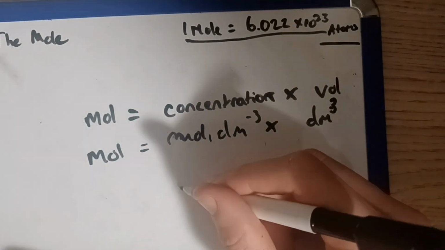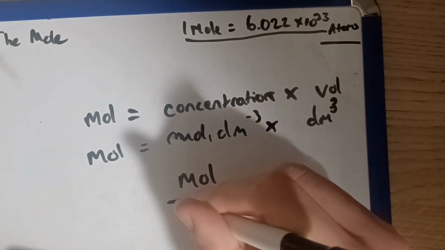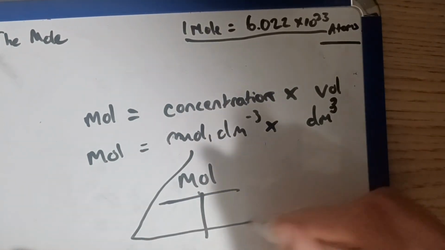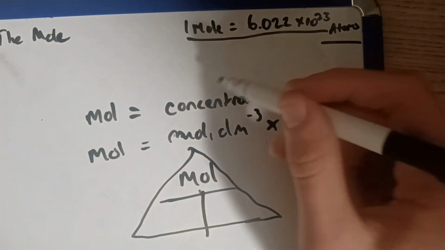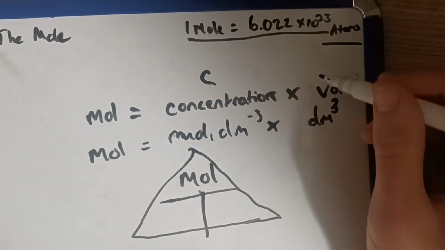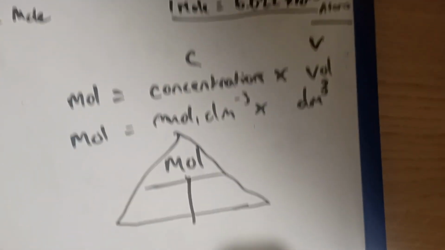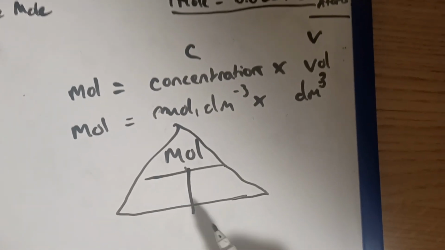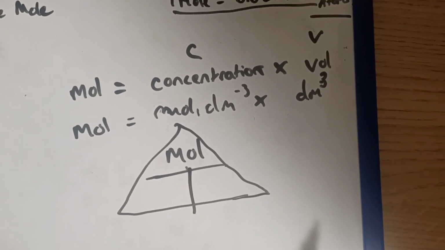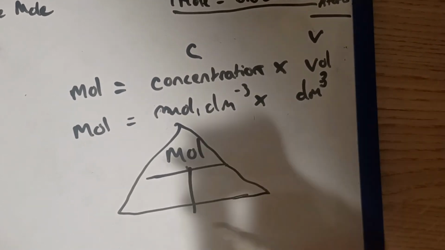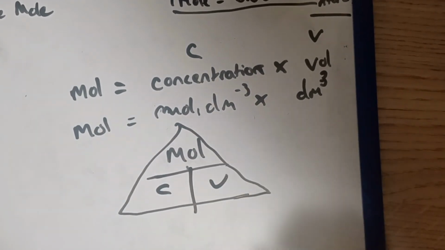So to show you the triangle as the final part of this section, I'm going to label concentration as C and our volume as V, because simply I haven't drawn a big enough triangle. So our moles is at the top, similarly to our mass. So all it is going to be is C and V at the bottom.